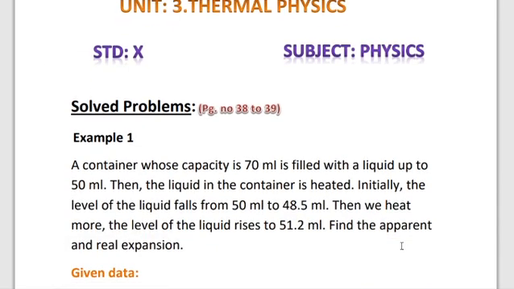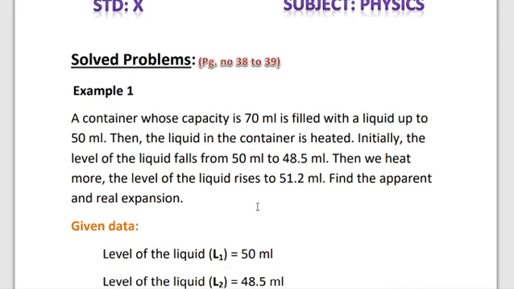First, we have to see lesson 3 solved problems on page number 38. Example 1. A container whose capacity is 70 ml is filled with a liquid up to 50 ml. Then the liquid in the container is heated. Initially, the level of the liquid falls from 50 ml to 48.5 ml. Then we heat more. The level of the liquid rises to 51.2 ml. Find the apparent and real expansion.